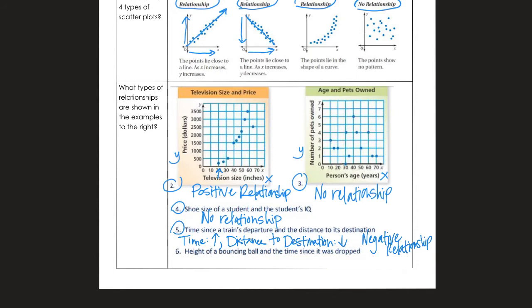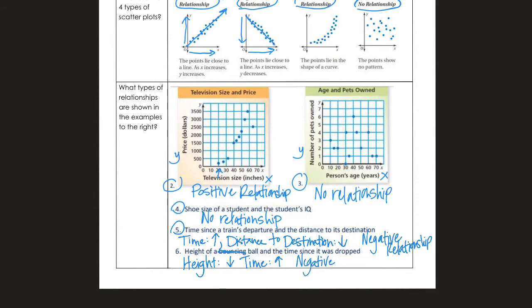Okay, let's look at the last one. The height of, and I just want you to go ahead and cross off bouncing, I just want it to say ball. The height of a ball and the time since it was dropped. So this is telling us that you're holding out your hand, you're going to drop a ball. If you're dropping it, the height is going to decrease, but the time since you dropped it is going to increase, because you're going to be counting up in time. So since one is going down and one is going up, this is a negative relationship.